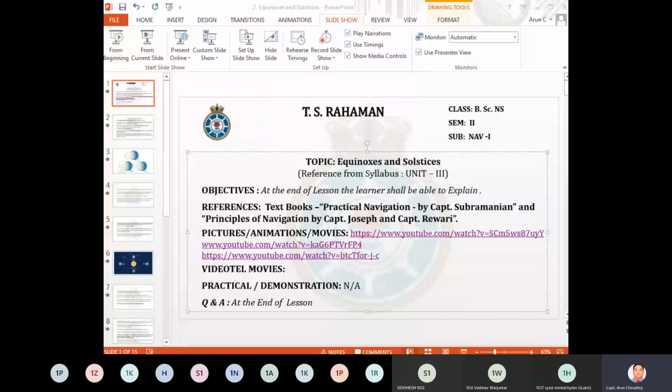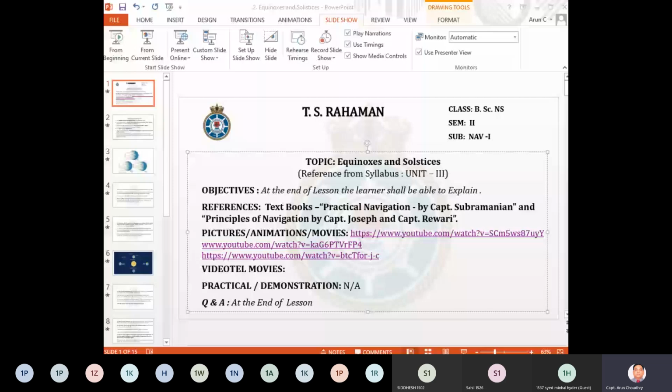Okay. Can anybody tell me what is the first law? The planets revolve around the sun in elliptical orbits with the sun at one of the foci. Yes, very good. Who was that? Sahil. Okay, very good.